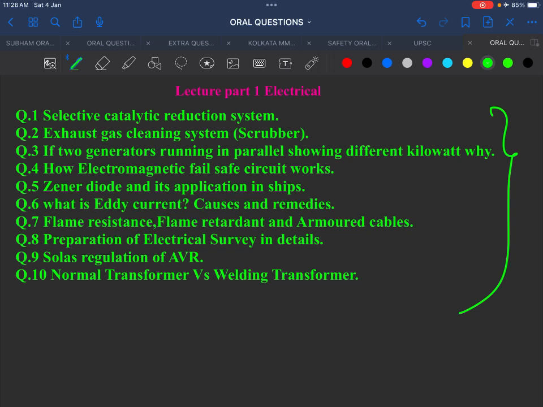everything. And after that, electromagnetic fail-safe circuit and Zener diode and its application, eddy current, flame resistant and flame retardant, and armoured cable, and the preparation of the electrical survey in detail. What electrical survey preparation we are doing generally in these vessels, and SOLAS regulation of the AVR, and normal transformer versus welding transformer. So today these are the 10 most important questions.